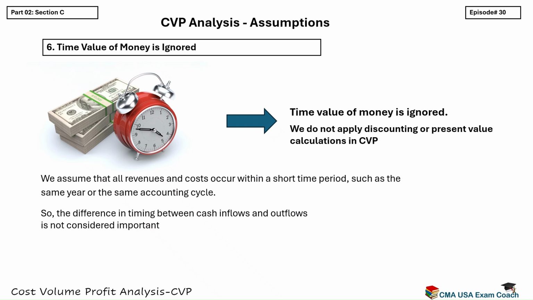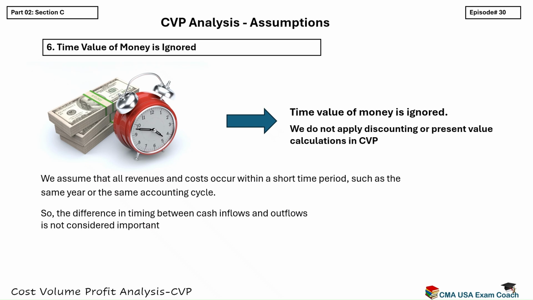Because CVP is mostly used for short-term decision-making, like determining how many units to sell this quarter to break even, or what level of sales is required to meet a profit target in the current year. In such short-term decisions, the effect of time value is usually very small and can be ignored without much impact. So, to keep the analysis simple and focused, we assume the time value of money is not considered in CVP calculations. This helps managers make quick and straightforward decisions without complex financial adjustments.